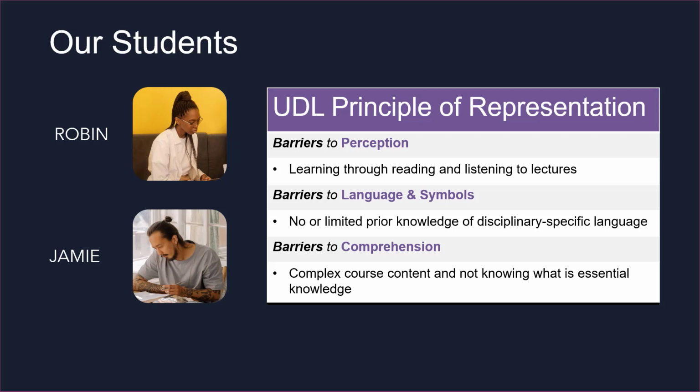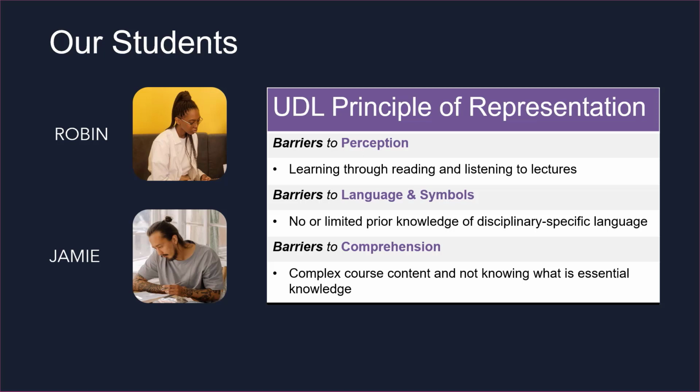Let's consider what learning barriers Jamie and Robin might be facing. Both Robin and Jamie have difficulty with homework and exams. Jamie also has limited time to study the new content due to his other course load and soccer commitments. It may be that both students receive information mainly through reading a textbook and listening to lectures.